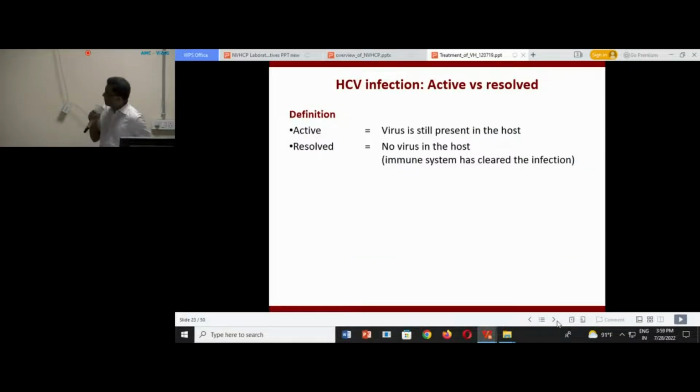So some definitions. This is actually from the control program. What is active? That is, the virus is still present in the host. Resolved means no virus in the host. That is, the immune system has cleared the infection.